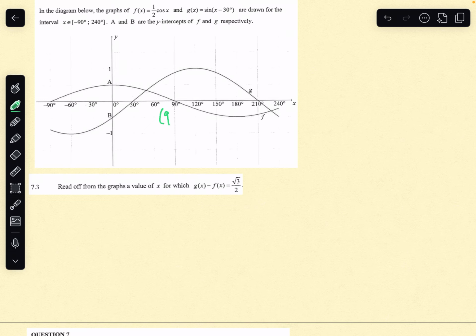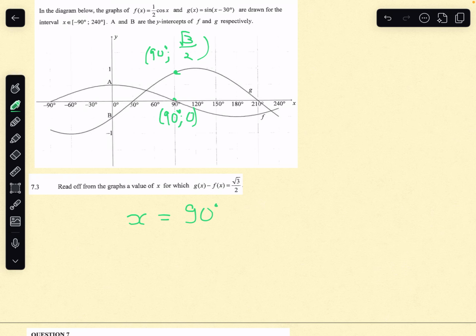So at 90 degrees, the value of f is 0. And at 90 degrees, the value of g is sine of 90 minus 30, which is sine of 60, which is indeed root 3 over 2. And so the difference between these two y values is indeed root 3 over 2. So, lucky guess. Is there another one?